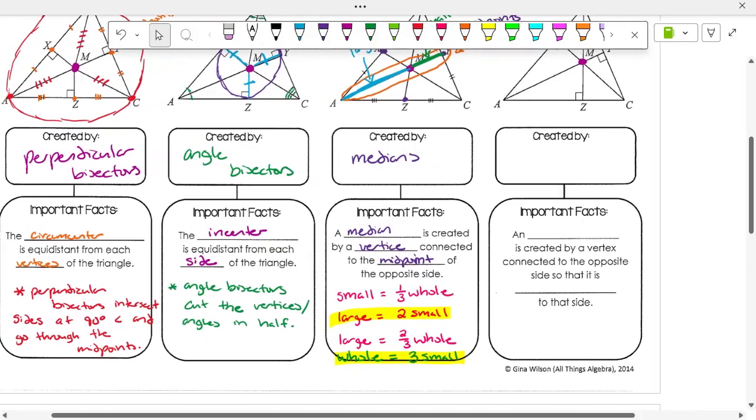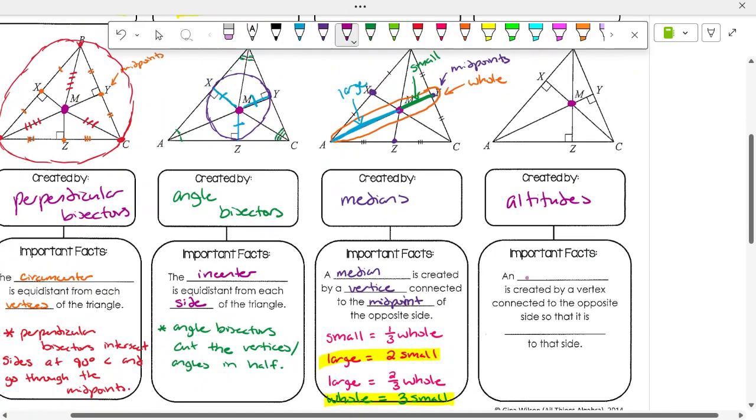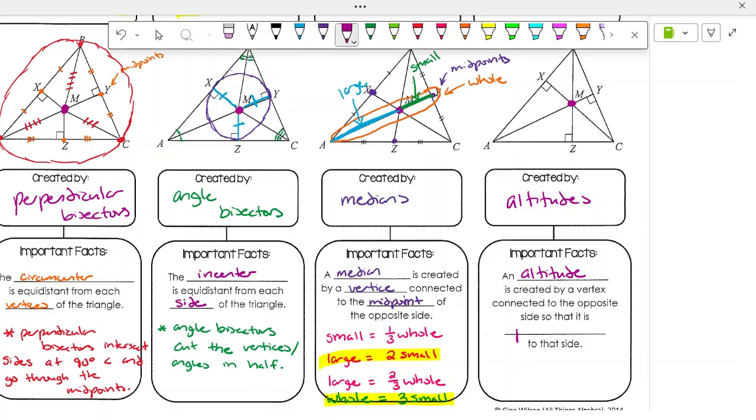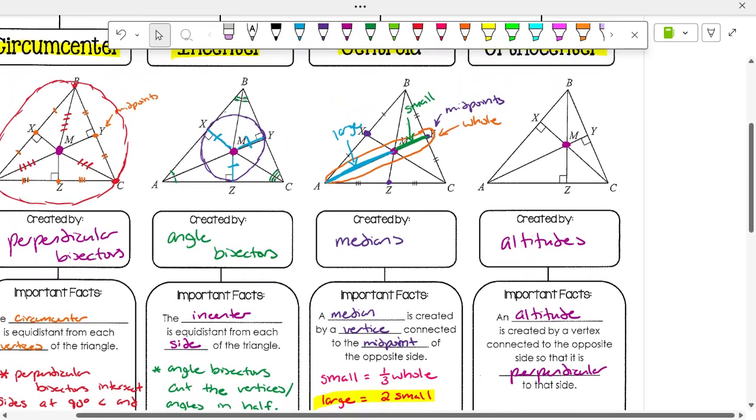Now, the last one, orthocenter. That is created by altitudes. Now, an altitude is created by a vertex connected to the opposite side so that it is perpendicular to that side. So an altitude is when you start at the vertex and connect it to a side so that it's perpendicular or forms a 90-degree angle.